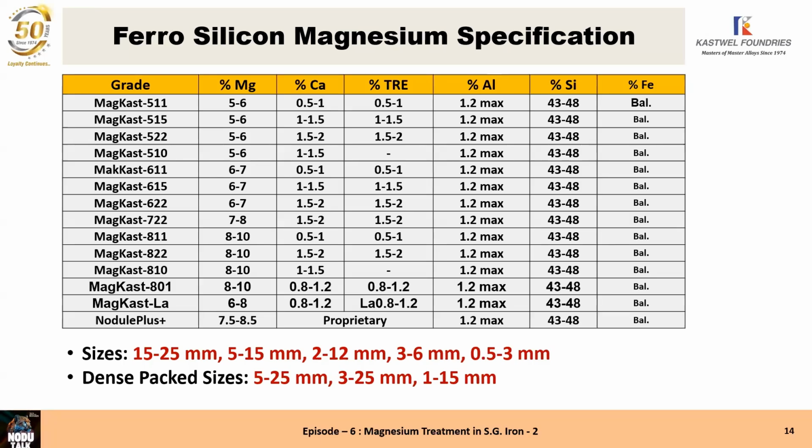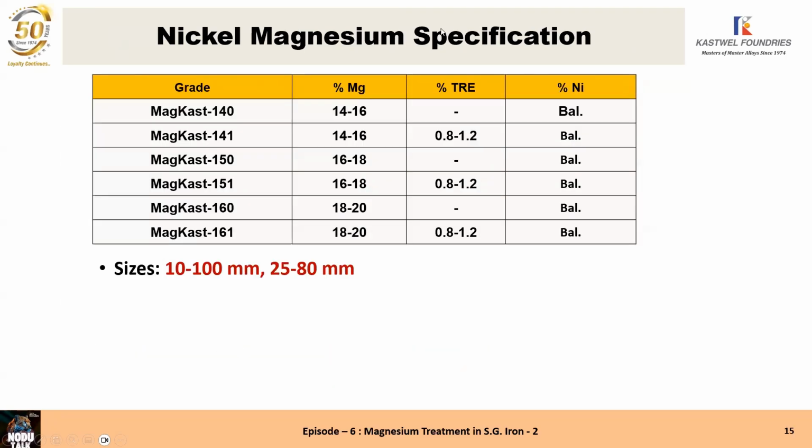Sizes are different, from very large, 15 to 25 millimeters for large amounts of metal, and very small, from 0.5 to 3 millimeters for the small castings. And they are very well packed. The nickel magnesium is mostly starting at 14 to 16% magnesium. And you have the type with rare earths and the type without rare earths. As we say, they are not that much used unless for high-resist materials, where they are used very, very often. Sizes 10 to 100 or 25 to 80.